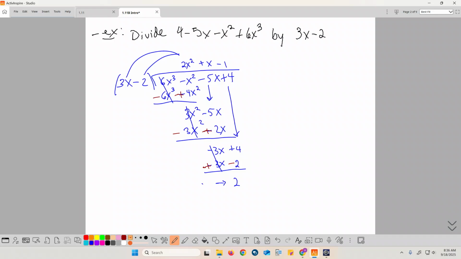Now that tells me that this is my remainder, and that tells me that this right here is my quotient, okay? All right, so good question here. You can see we did get a remainder, and a good way to write our final answer, by the way, could be 2x squared plus x minus 1, and then we would add our remainder over that divisor, 3x minus 2. Okay, so this is how I could write out my final answer there if I wanted to include that remainder.